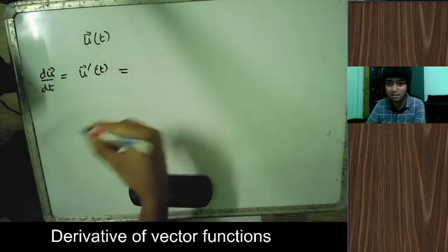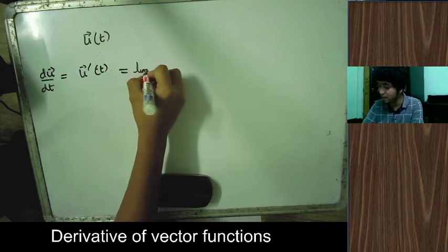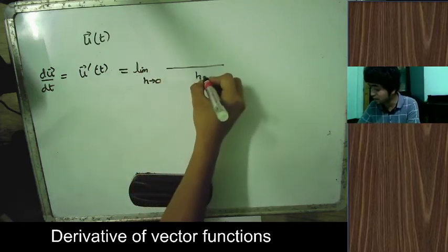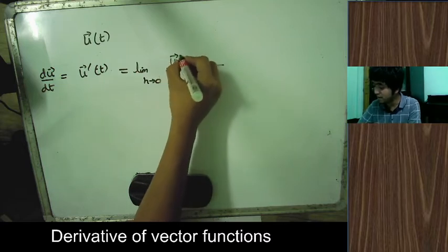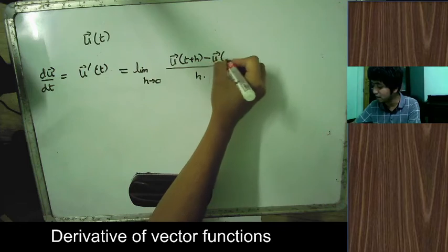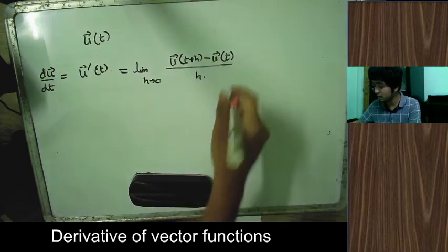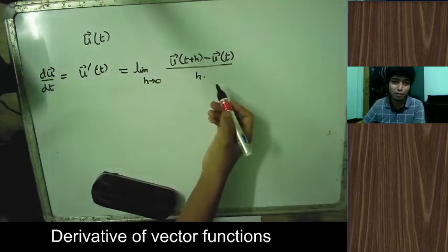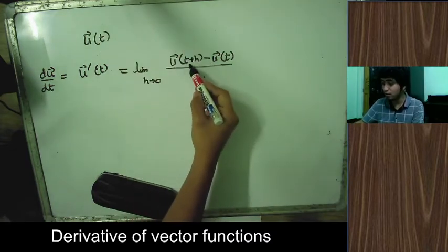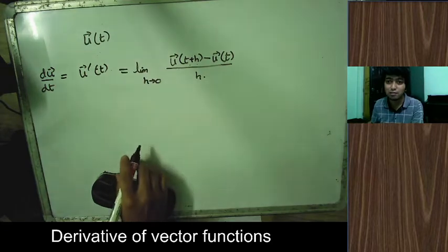We can express this in terms of the limit. So you can write it as limit h tends to 0 of u bar (t plus h) minus u bar (t), upon h. This works for any point t. Suppose you are having the point t naught, then it is u bar (t naught plus h) minus u bar (t naught).